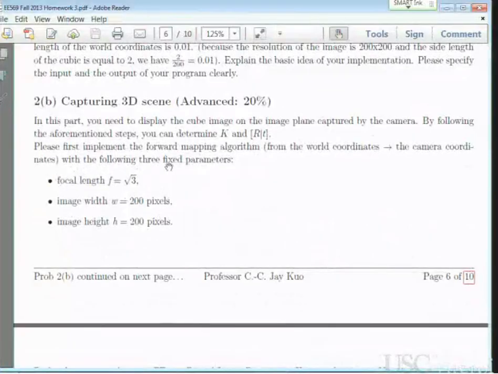So first, implement the forward mapping. Forward mapping means starting from the surfaces. You start with all the surfaces you have, surfaces 1, 2, 3, and then go to the camera images and see how it's formed. But you will not land on integer positions, right? You will not be in the integer position.